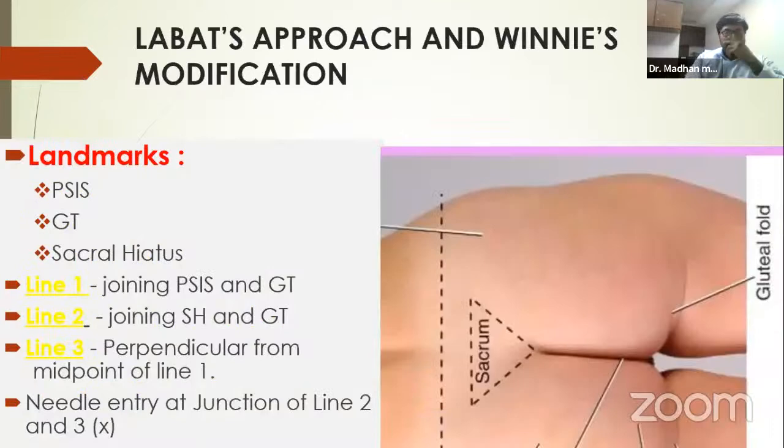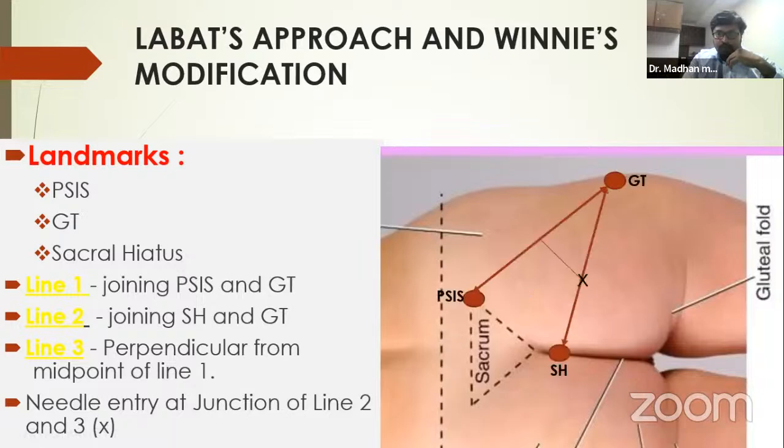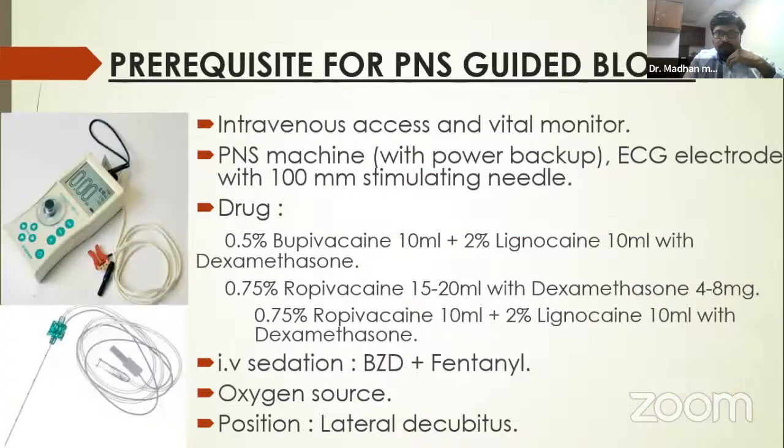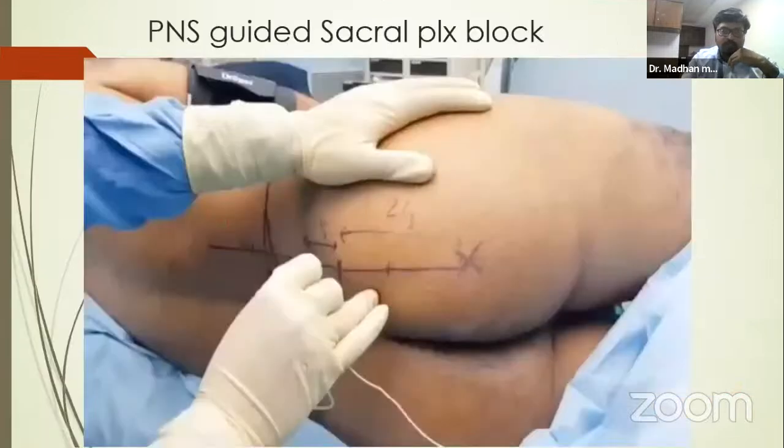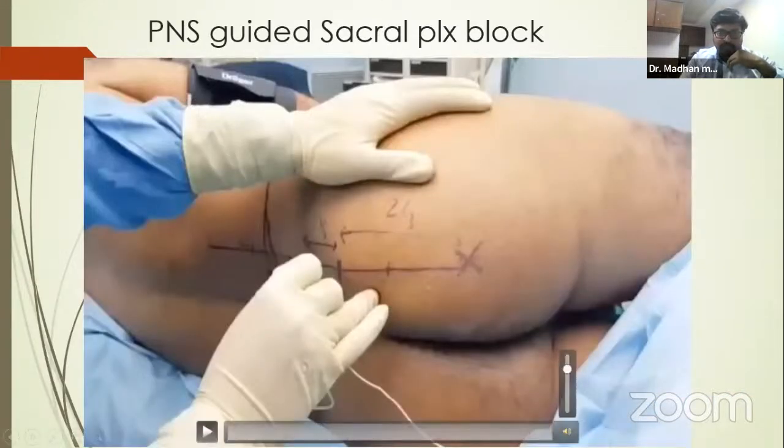So second will be the gluteal approach. Gluteal, I will show the video of this, the video doing the Manjun's approach for parasacral plexus block.